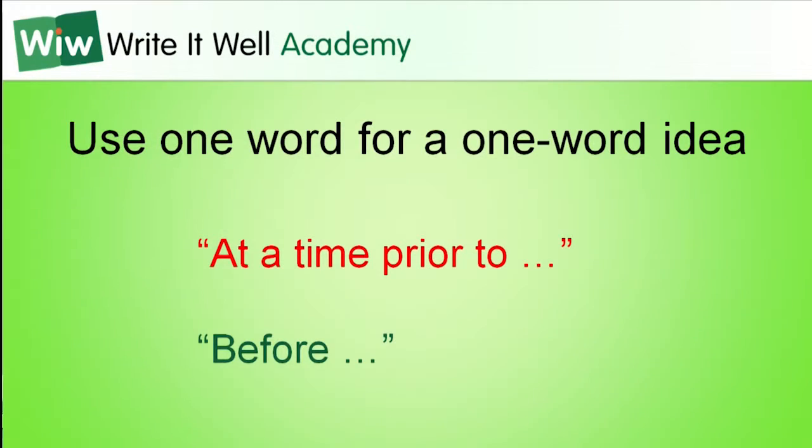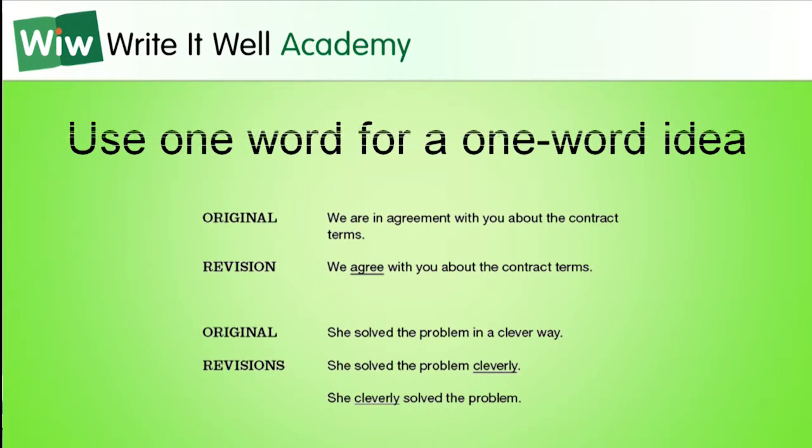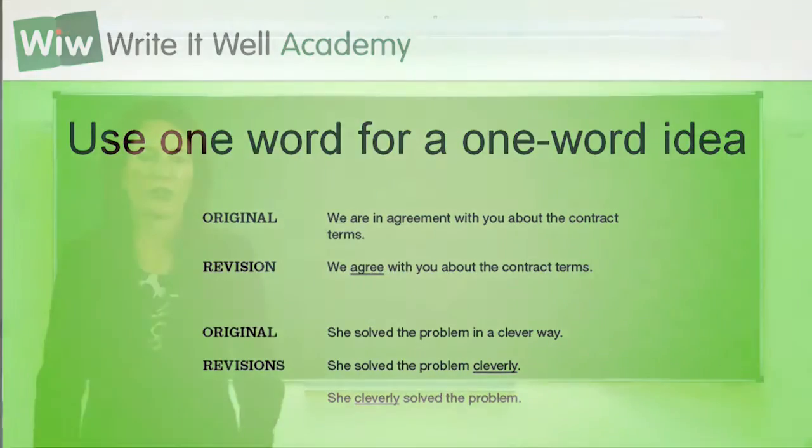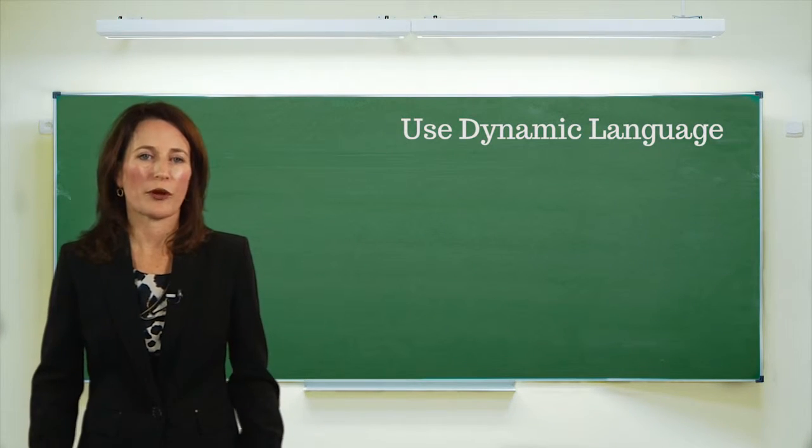So oftentimes we see, at a time prior to, which can easily become before. Or in an example here, we're in agreement with you about the contract terms. Instead, we agree with you about the contract terms. So in agreement becomes agree. It becomes shorter. It moves more quickly. Another original, she solved the problem in a clever way. Instead, she solved the problem cleverly, or she cleverly solved the problem. So using one word for a one-word idea helps us avoid repetition.